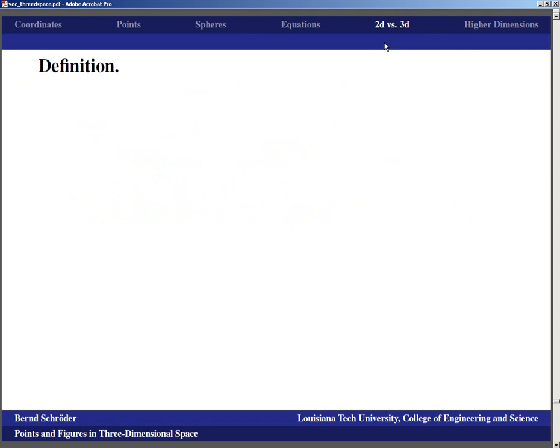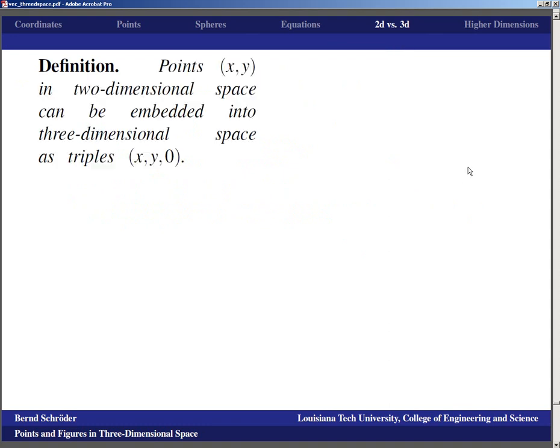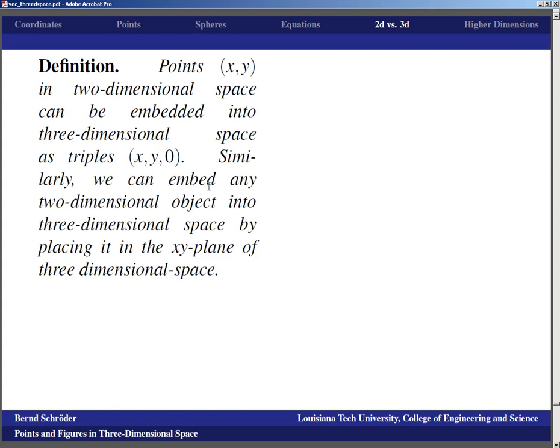Alright, so now let's take a quick look at the comparison between 2 dimensions and 3 dimensions, right? 2 dimensions are what we are very comfortable with. We've done 2-dimensional stuff for about a year's worth of single variable calculus. We need to pop that 3rd dimension in there. So points x, y in 2-dimensional space can be embedded into 3-dimensional space as triples x, y, 0. Similarly, we can embed a two-dimensional object into three-dimensional space by placing it into the xy plane of three-dimensional space.